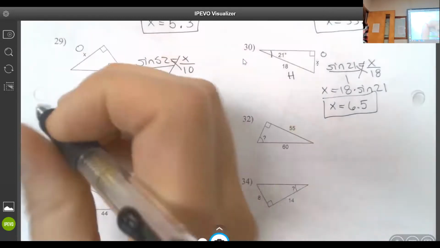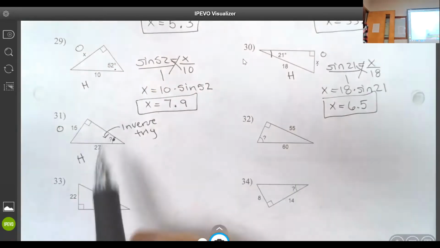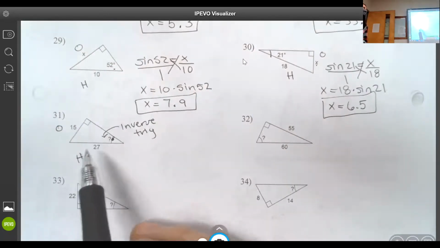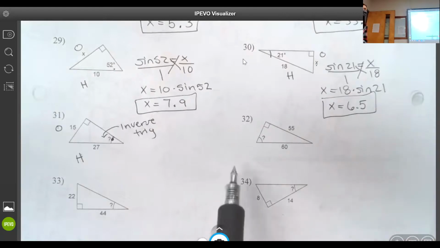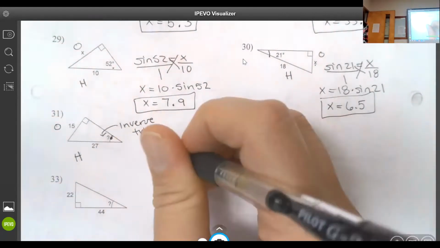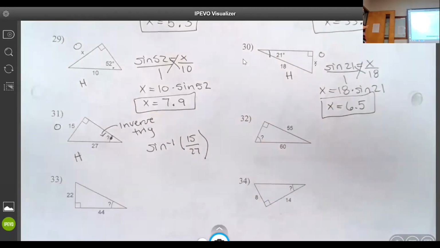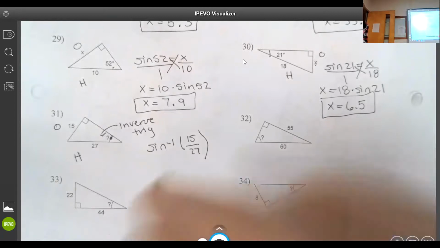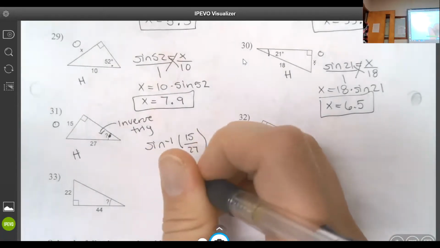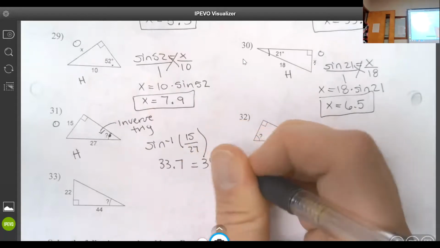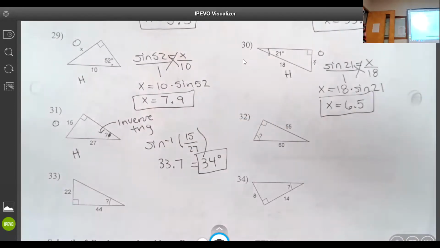So from this angle, I have opposite and hypotenuse, which tells me to use sine. I still need to think about which one I am using, sine, cosine, or tangent. But I'll use inverse sine of opposite over hypotenuse. I don't even care about reducing it. This is all about the calculator when we get to inverse trig. So I'm going to go in my calculator, inverse sine of 15 over 27. And that gives me 33.7. And so to the nearest degree, I'll call that 34 degrees for that angle.